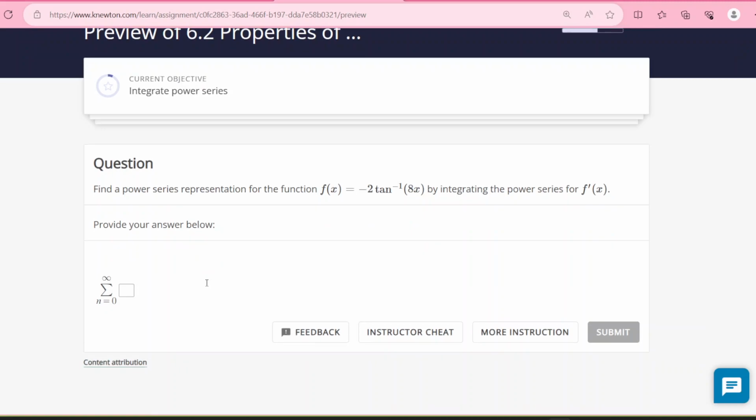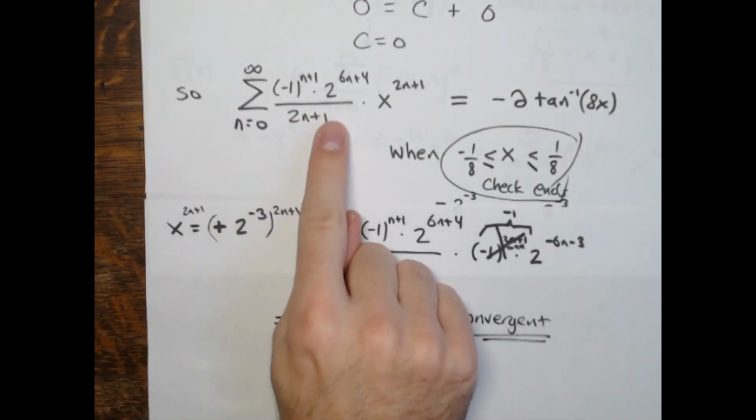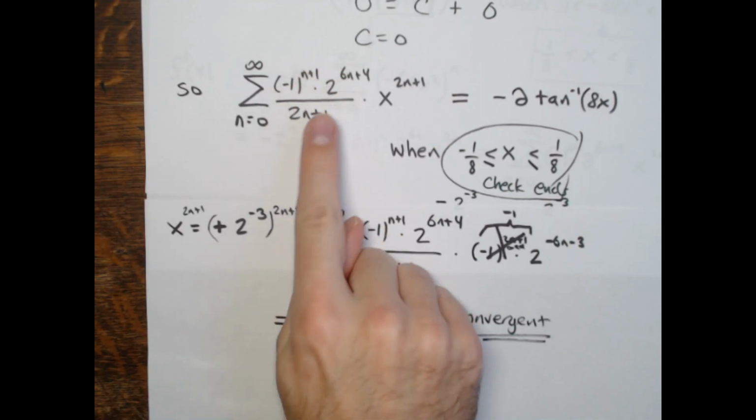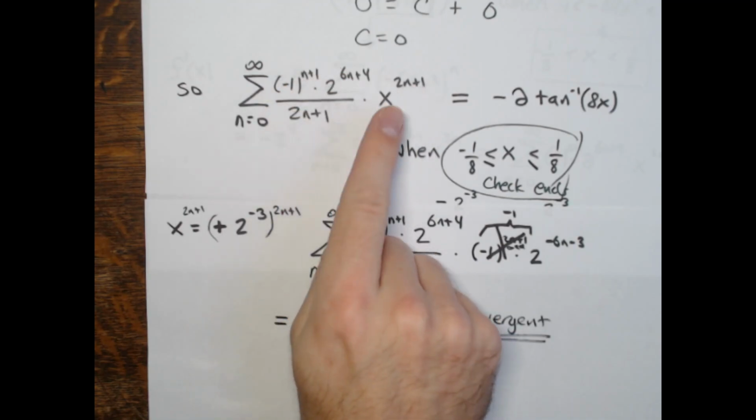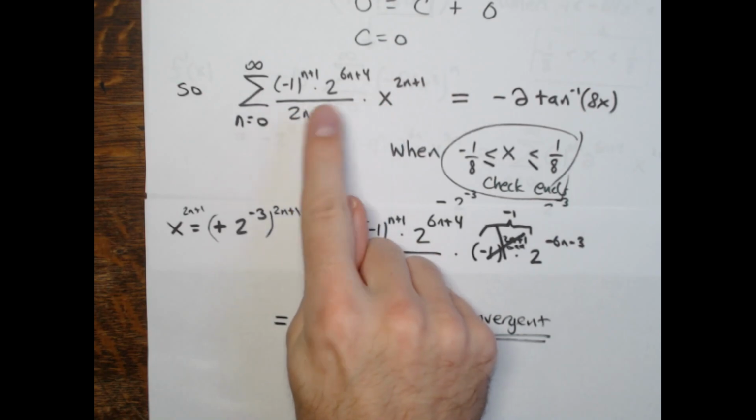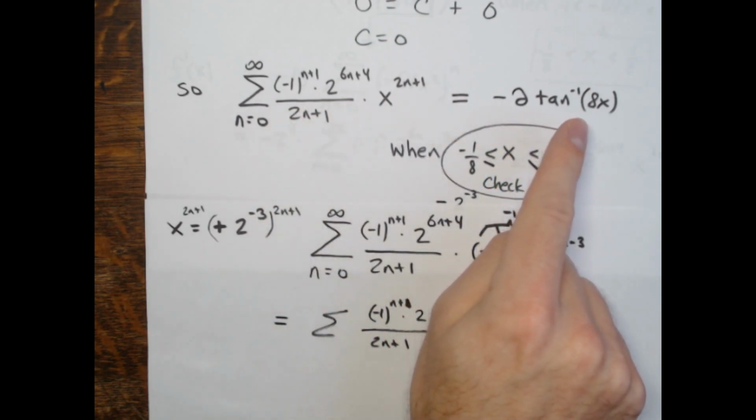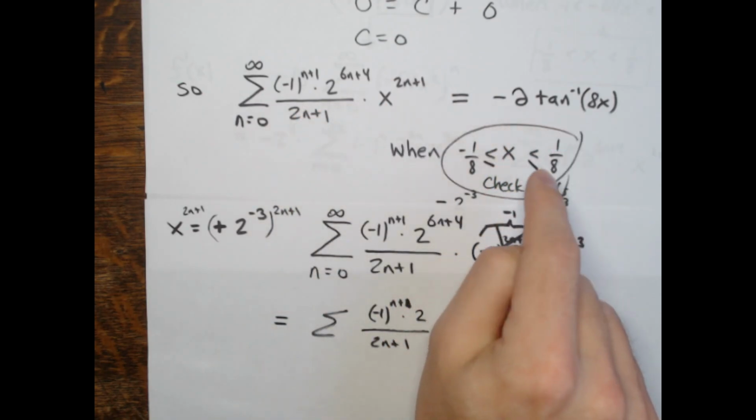Ha, I didn't need to do any of that, right? It shows you to read the instructions. All they wanted was a series for this function. All they wanted was this expression here. I got my constants times powers of x, right? The sum of these terms will be equal to negative 2 times the inverse tangent of 8x.